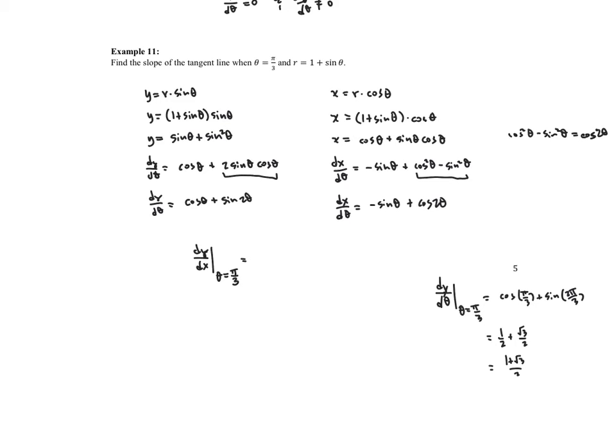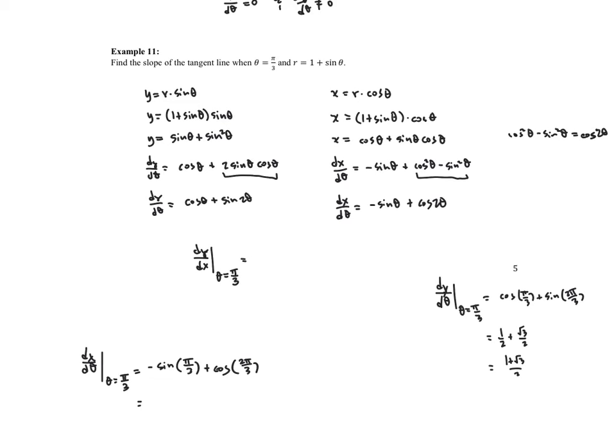Let's check our math. Cosine of pi over 3, 1/2. Sine of 2 pi over 3, root 3 over 2. I like it. Okay, dx d theta. I'm going to do this scratch work down here. Notice my notation, theta equals pi over 3. That will equal negative sine pi over 3 plus cosine of 2 pi over 3. I got that one right. I can multiply. Good for me.